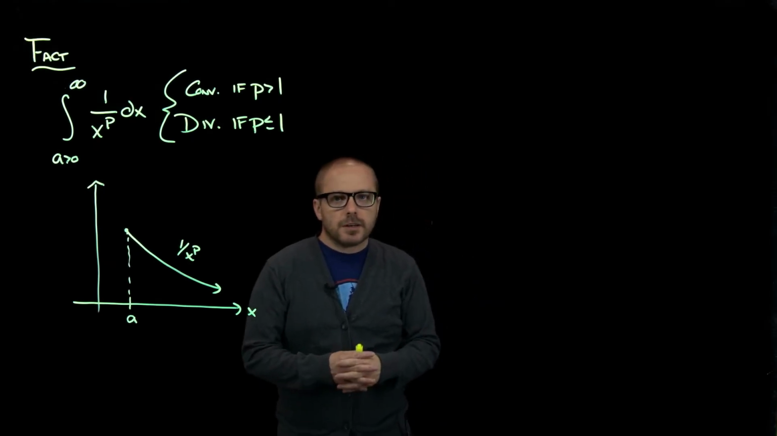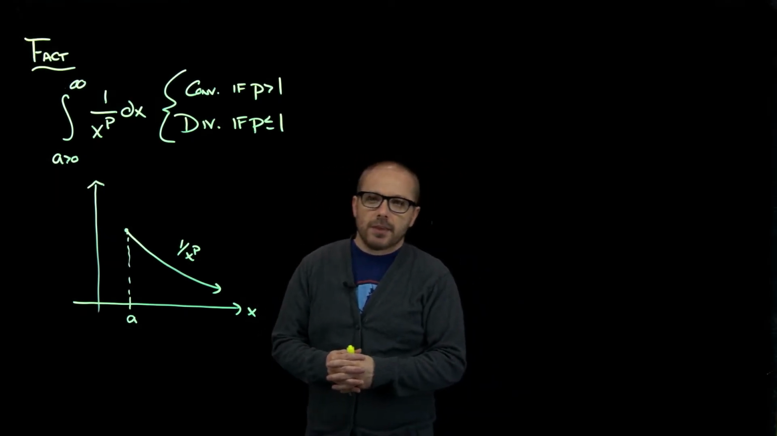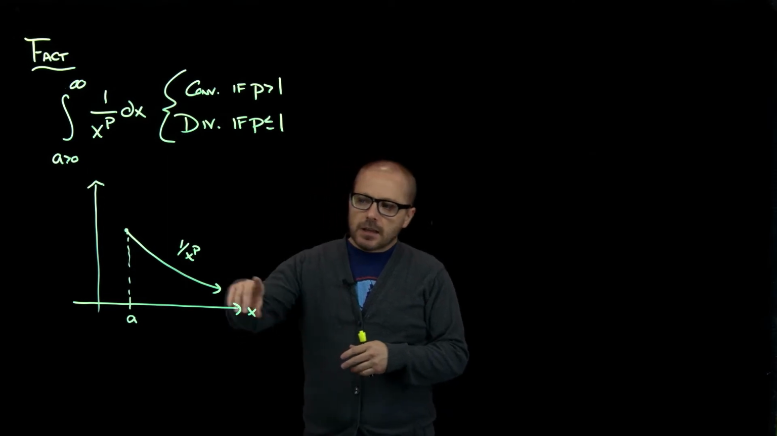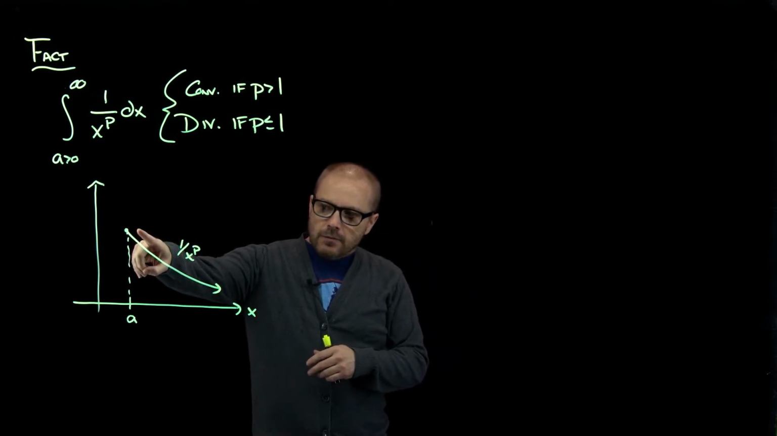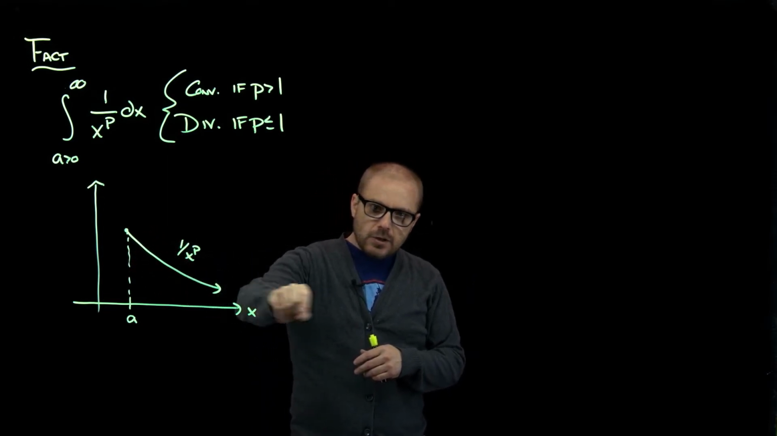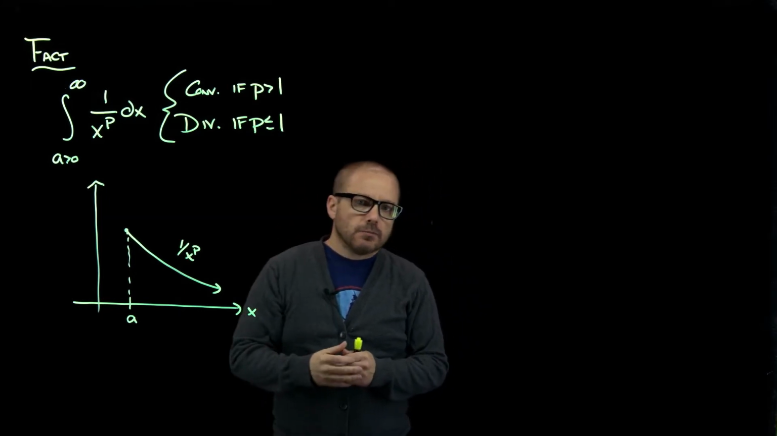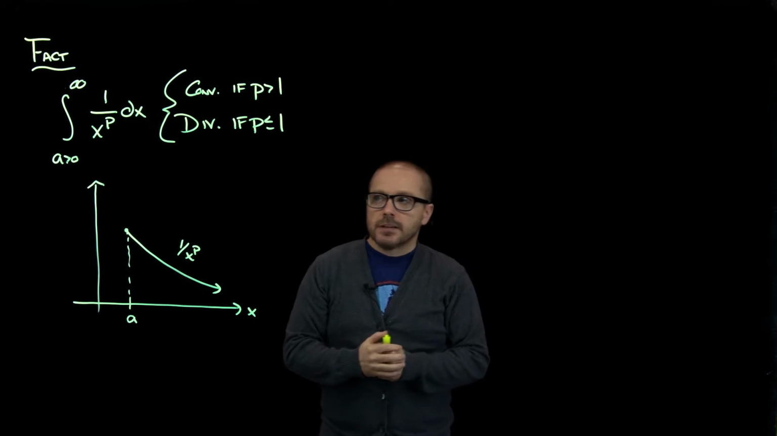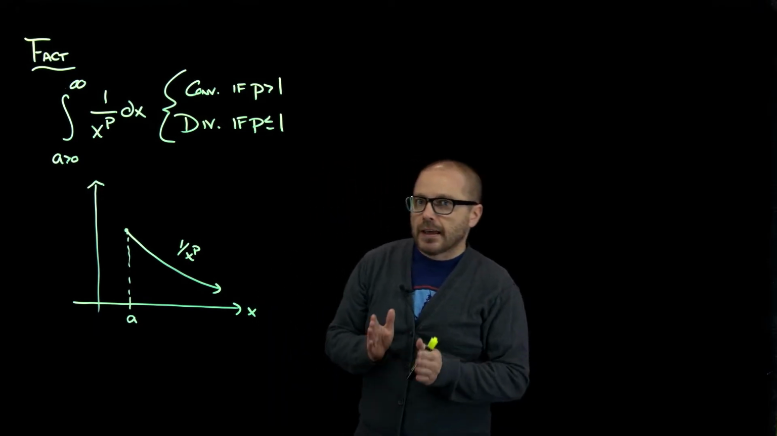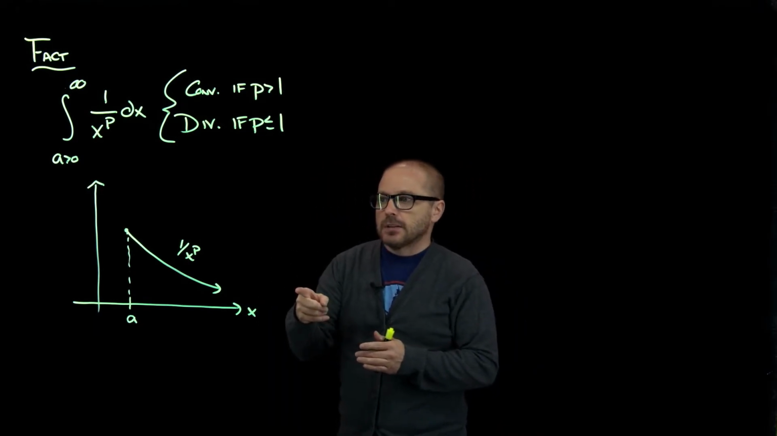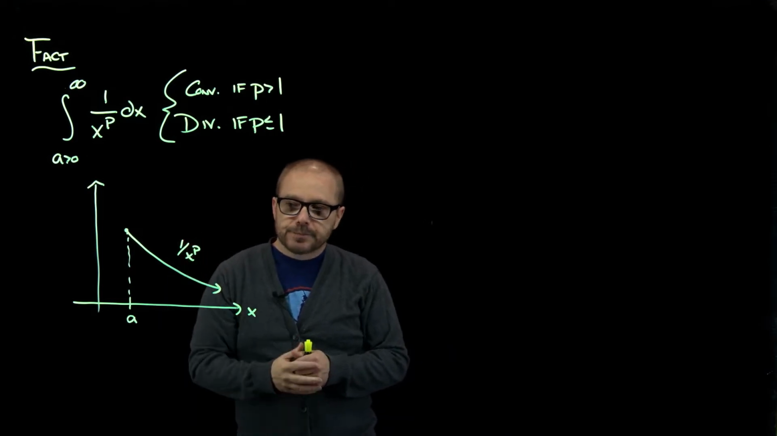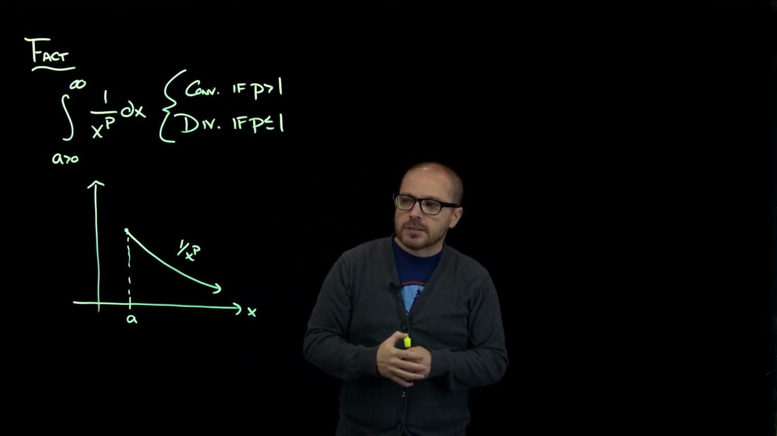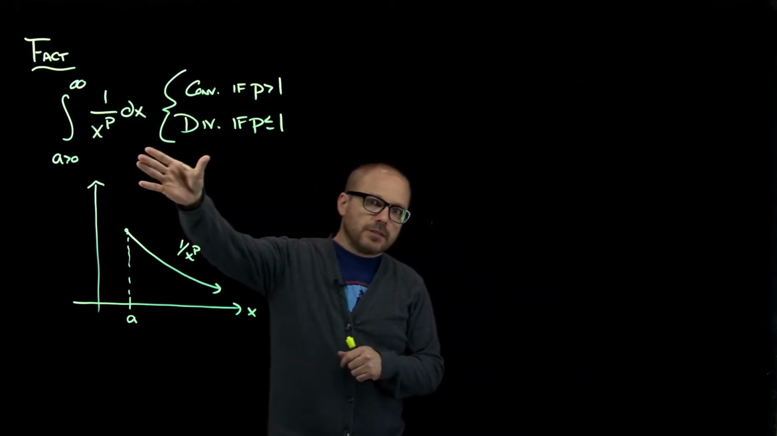Previously, when I was talking about improper integrals, I pointed out that it wasn't enough for a function to come down to 0 like this for the integral to be convergent. It had to come down to the x-axis fast enough. And I had mentioned that the borderline case was 1 over x when it came to these reciprocal power functions. And I want to just give this as a fact.